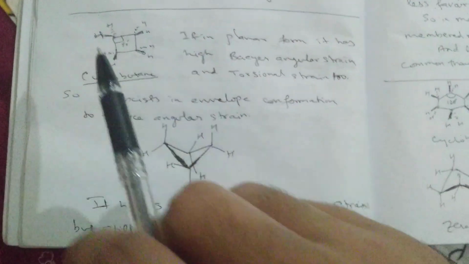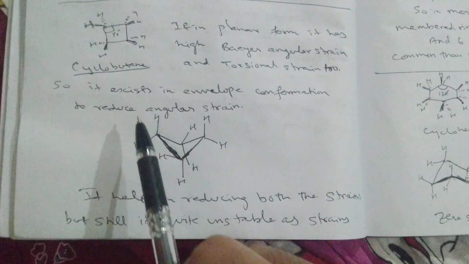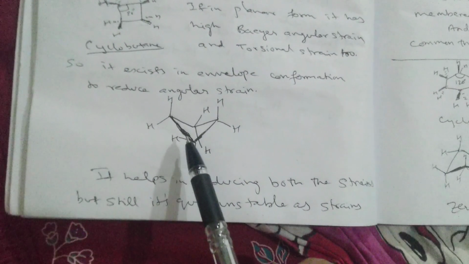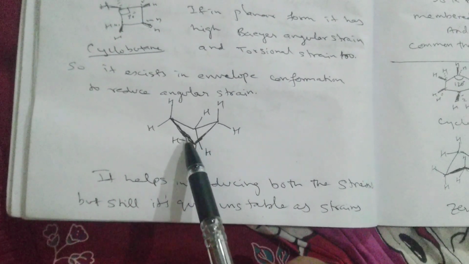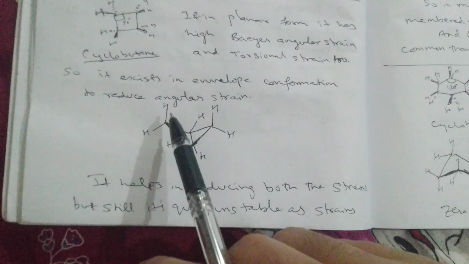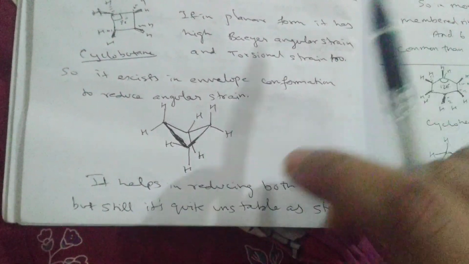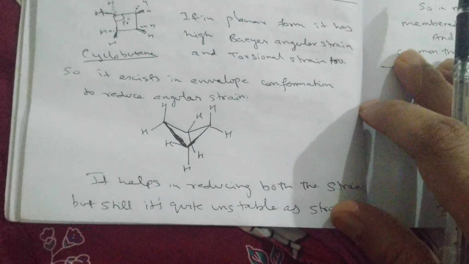So cyclobutane never exists in a planar structure. It changes its conformation and becomes a kind of envelope; it is called the envelope conformation. The angle doesn't reach 109 degrees but gets close to it. Still, some hydrogens, like this hydrogen and this hydrogen, are eclipsing each other. So though it reduces quite a lot of angular and torsional strain by going into an envelope conformation, it is still not stable, neither kinetically nor thermodynamically.